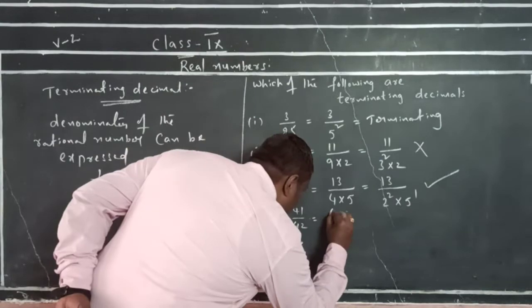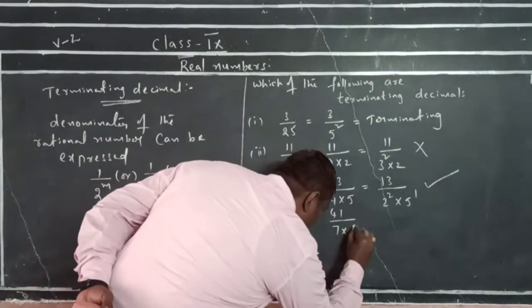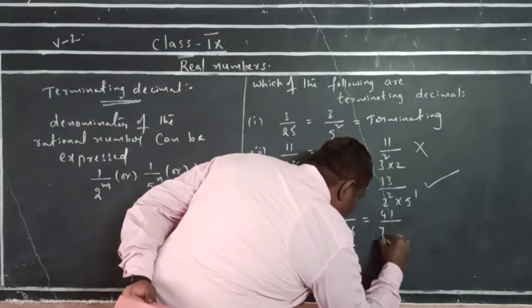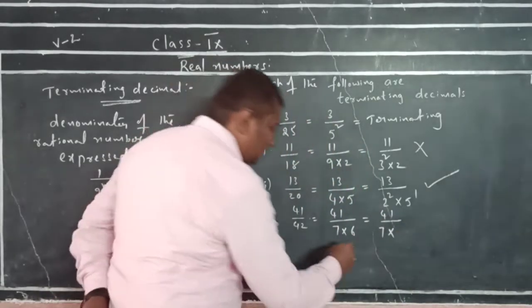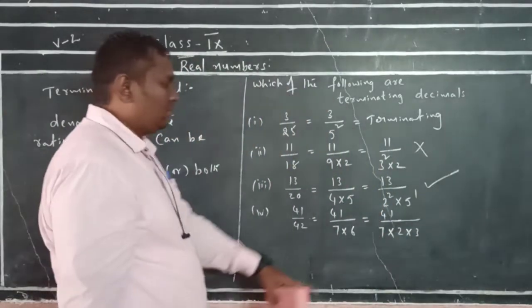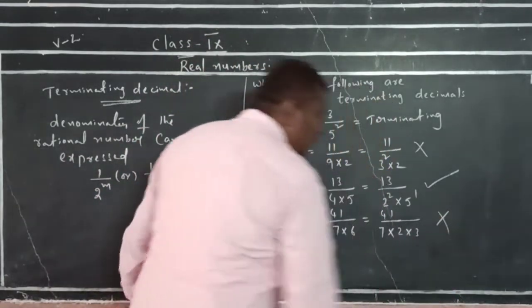Here 41 by 42, I have to write 7 sixes. 41 by 7 into 6, and 6 you have to write as 2 into 3. Here 3 came and 7 also came. This is also not terminating.